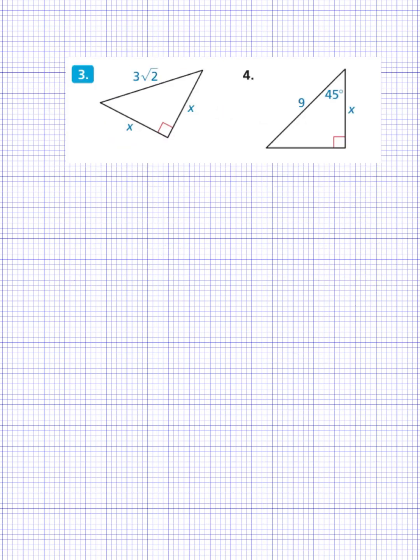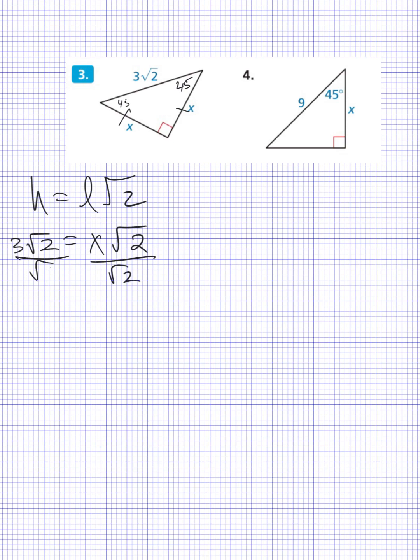Okay, number 3. Since these two are the same, that means this is a 45, 45-degree triangle. So we have to use our formula. Hypotenuse equals the leg times the square root of 2. So the hypotenuse is 3 square root of 2. We don't know what the leg is. The leg is x times the square root of 2. So we have to divide off the square root of 2. And anything over itself is 1. So 3 times 1 is 3. And that's x.